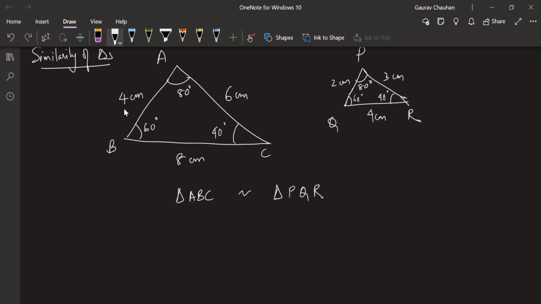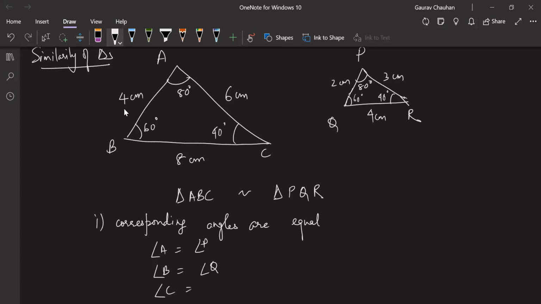The corresponding angles have to be the same. That has to happen. That's the only way that these two triangles are going to look similar. The corresponding angles are equal or congruent. So as you can see here, we have angle A equal to angle P, angle B equal to angle Q, and angle C equal to angle R. All the interior angles we're talking about here.